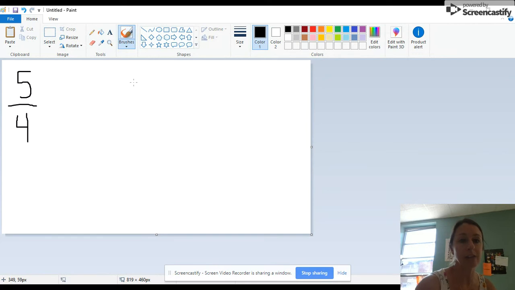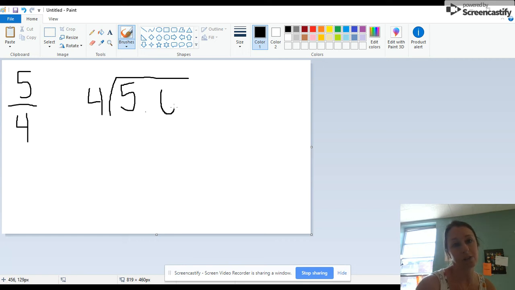All right, top dog gets the house. So 5 goes in the house and 4 goes on the outside, and then a decimal and 3 zeros. 1, 2, 3. And if you want to, just immediately put that decimal up above. All right, and now we start our problem.